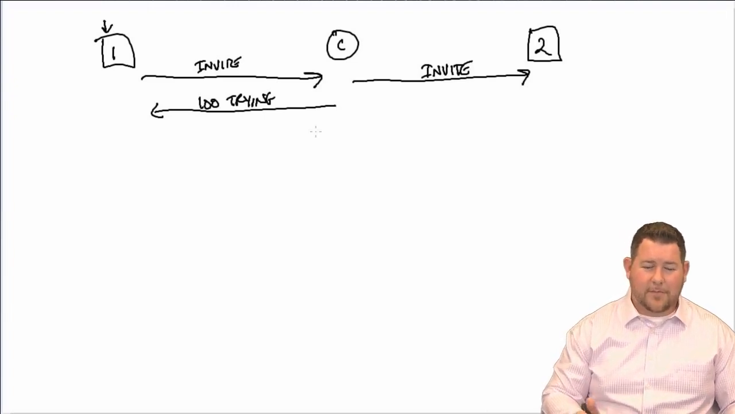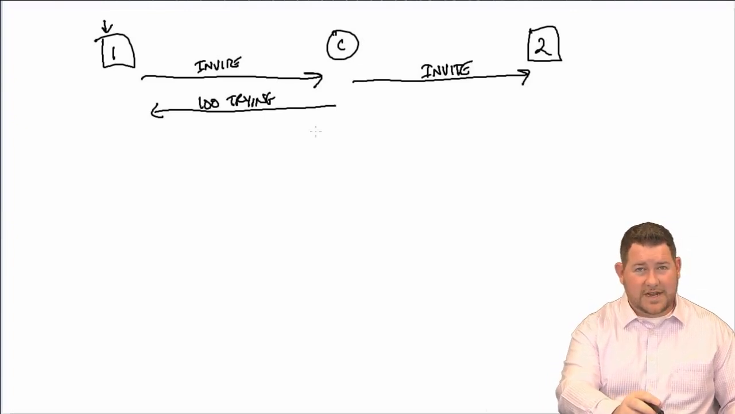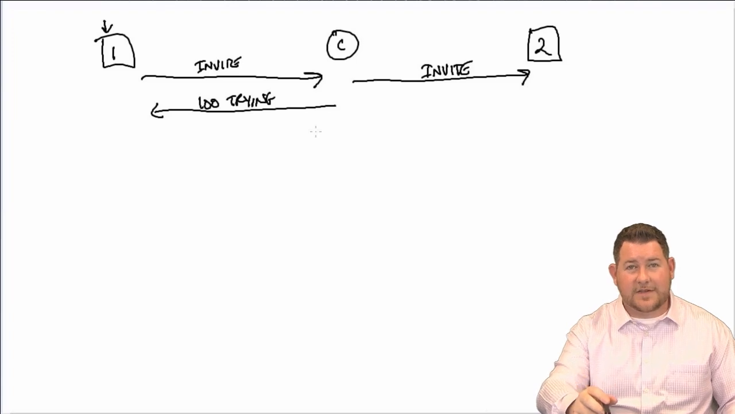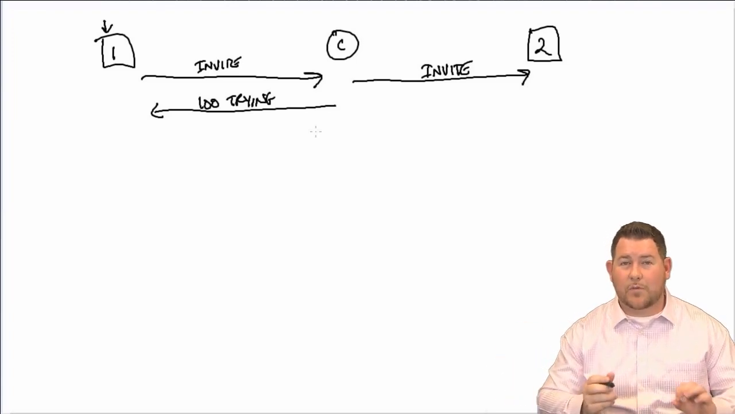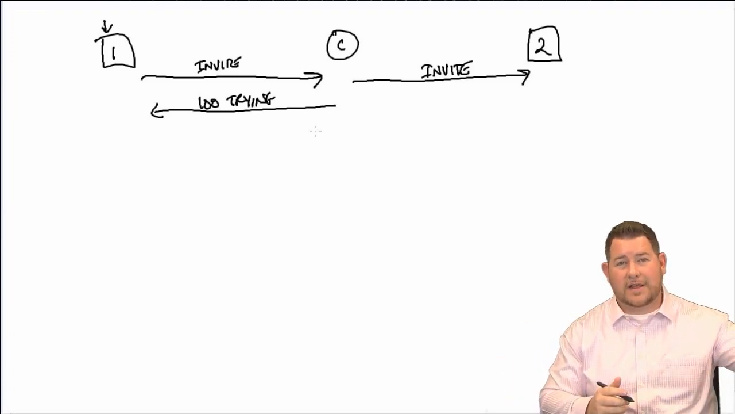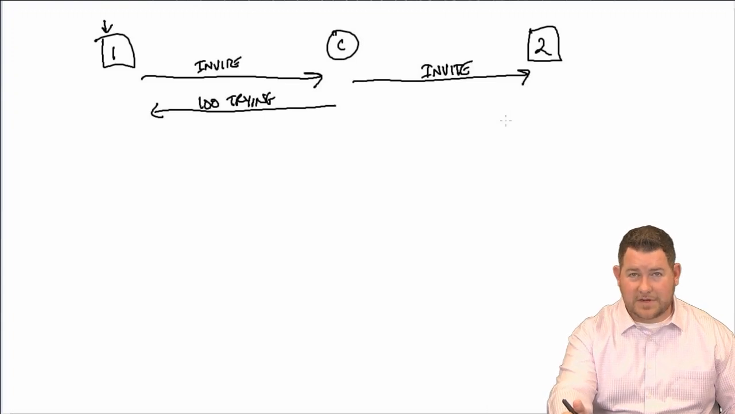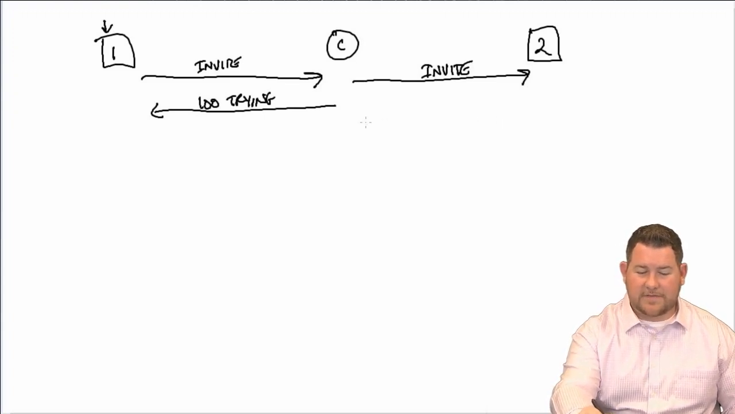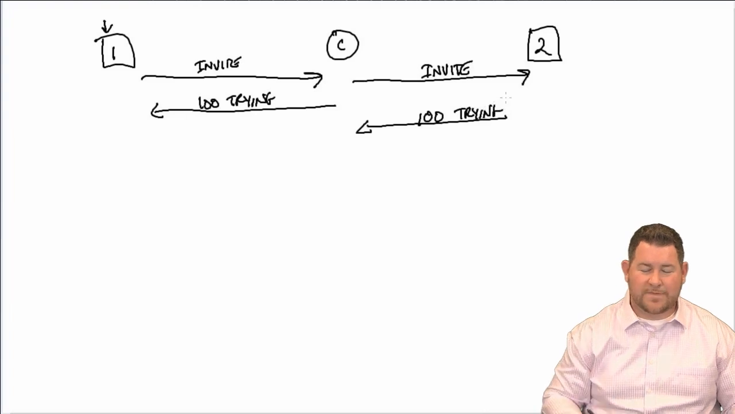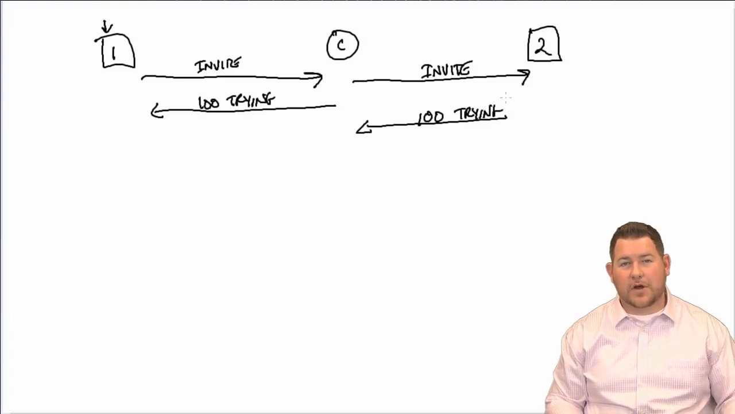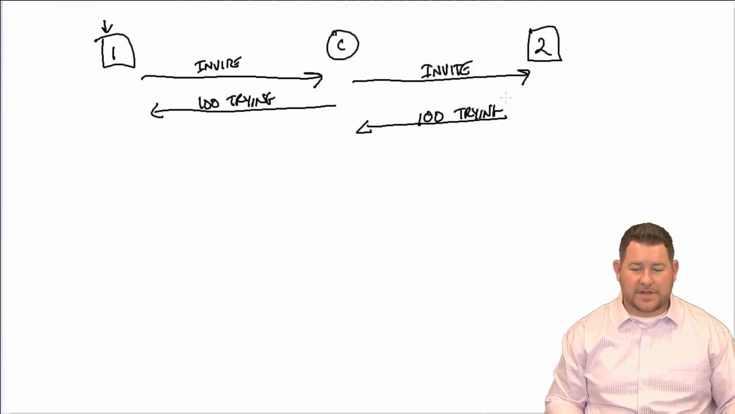Hopefully that didn't. But moral of the story, we're sending out an invite to Cube. Cube is then sending out that invite to endpoint 2. Meanwhile, Cube says 100 trying back to the original endpoint that called. And now once endpoint 2 receives this, it's going to actually receive a 100 trying back from endpoint 2. So that's great. So now we know that endpoint 2 is attempting to communicate with Cube in some way.